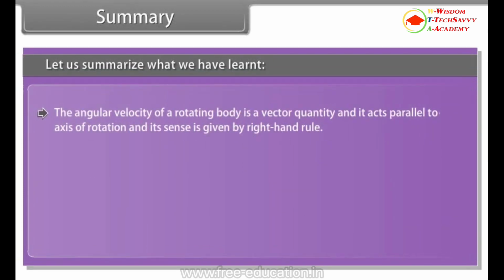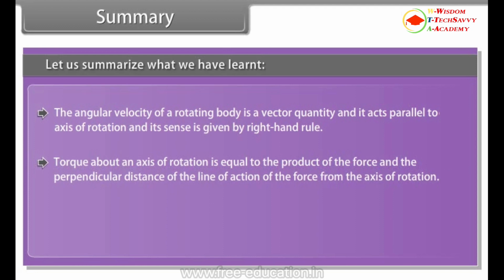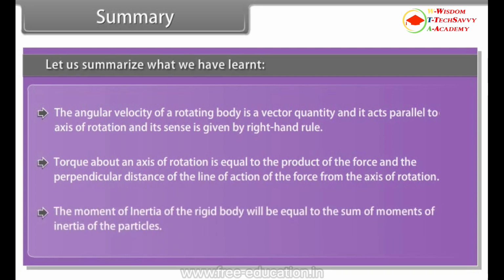The angular velocity of a rotating body is a vector quantity and it acts parallel to the axis of rotation, and its sense is given by the right-hand rule. Torque about an axis of rotation is equal to the product of the force and the perpendicular distance of the line of action of the force from the axis of rotation. The moment of inertia of a rigid body is equal to the sum of the moments of inertia of the particles.